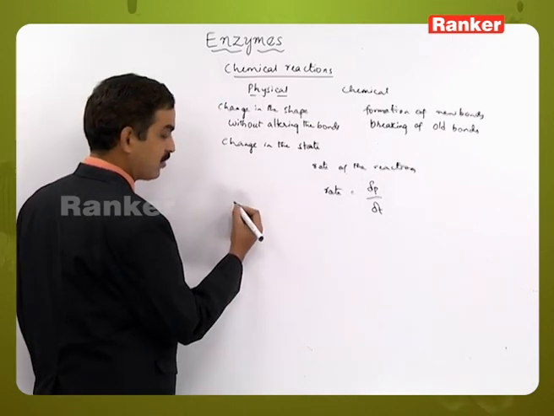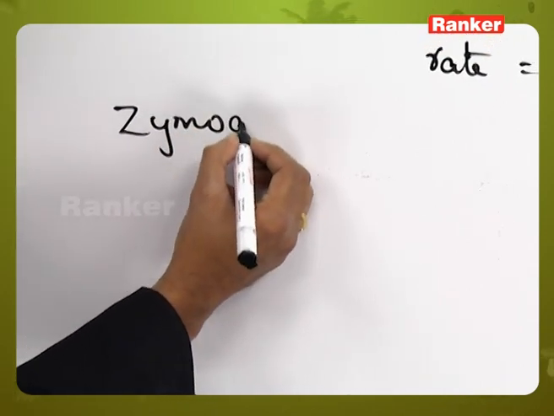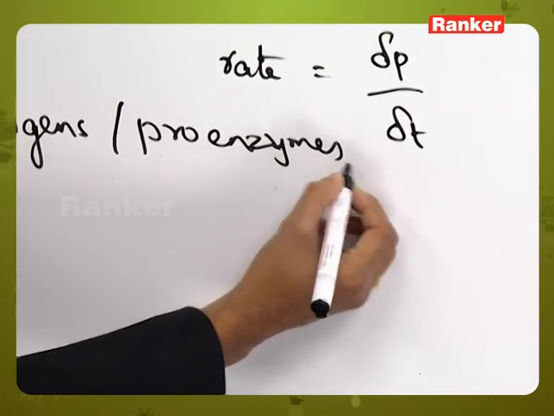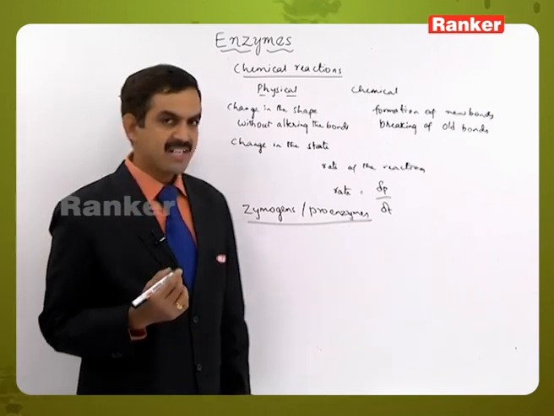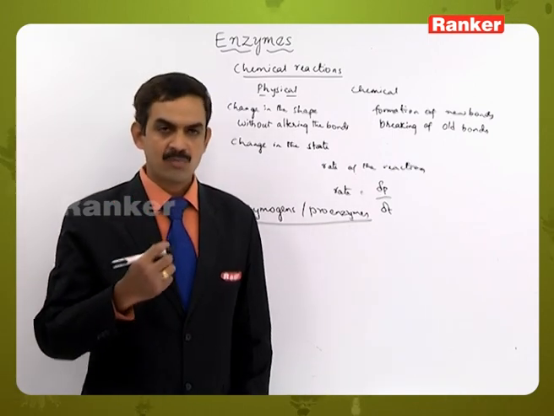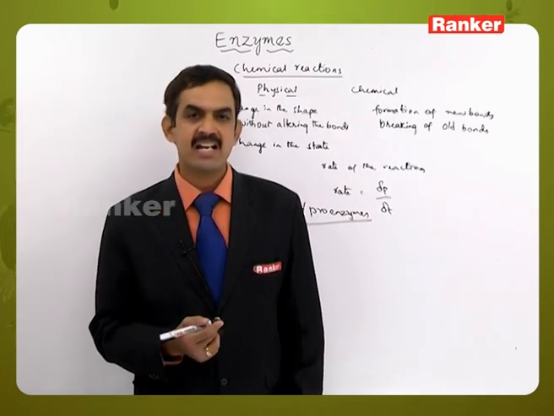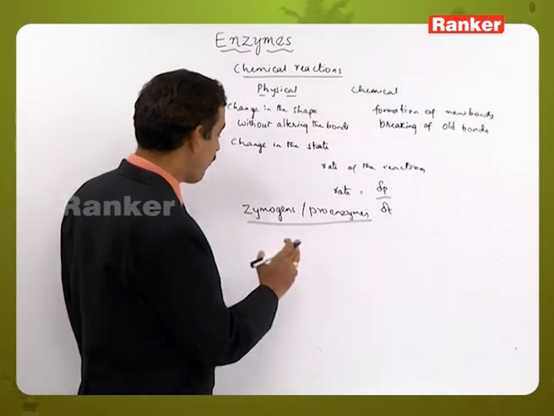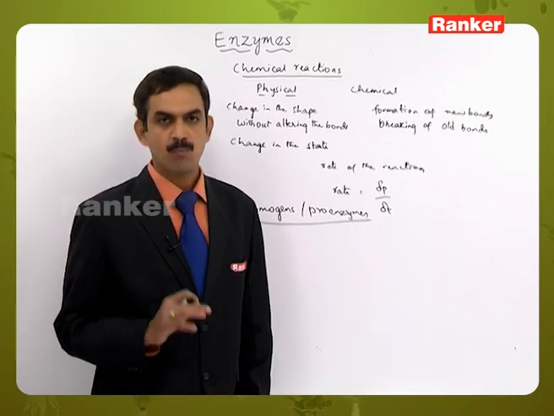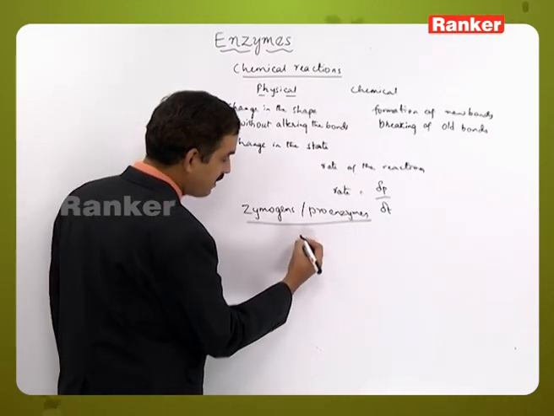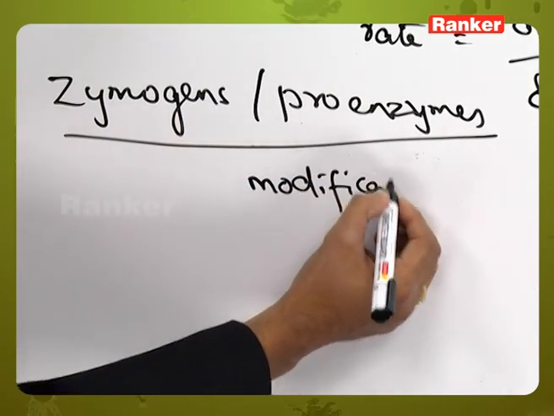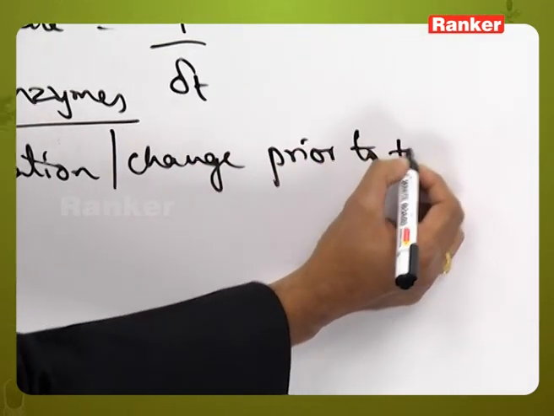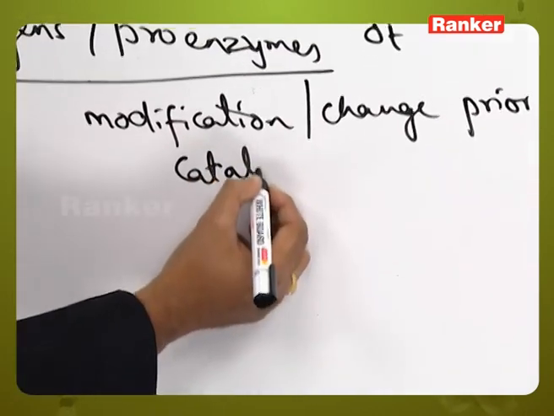But before that we have to know something about zymogens or proenzymes. These are enzymes which have to undergo some sort of change before they participate in the catalytic reactions. Without undergoing such modifications, they can't participate in the reactions. Such enzymes are called zymogens or proenzymes. They undergo some modification or change prior to their catalytic property.